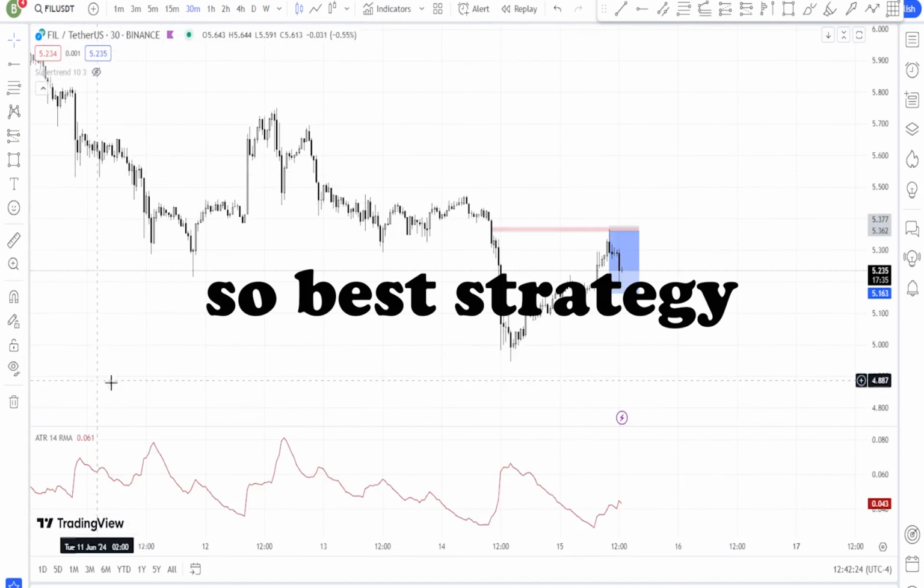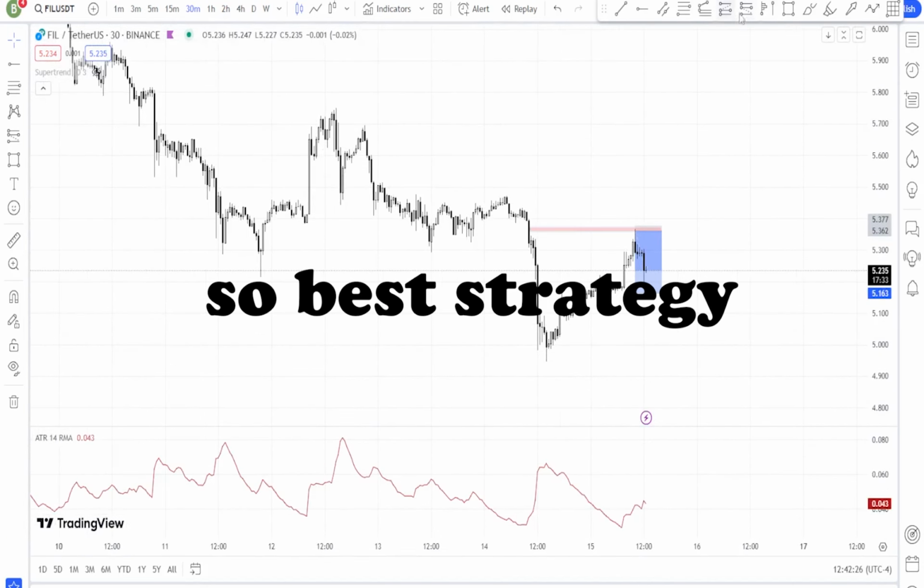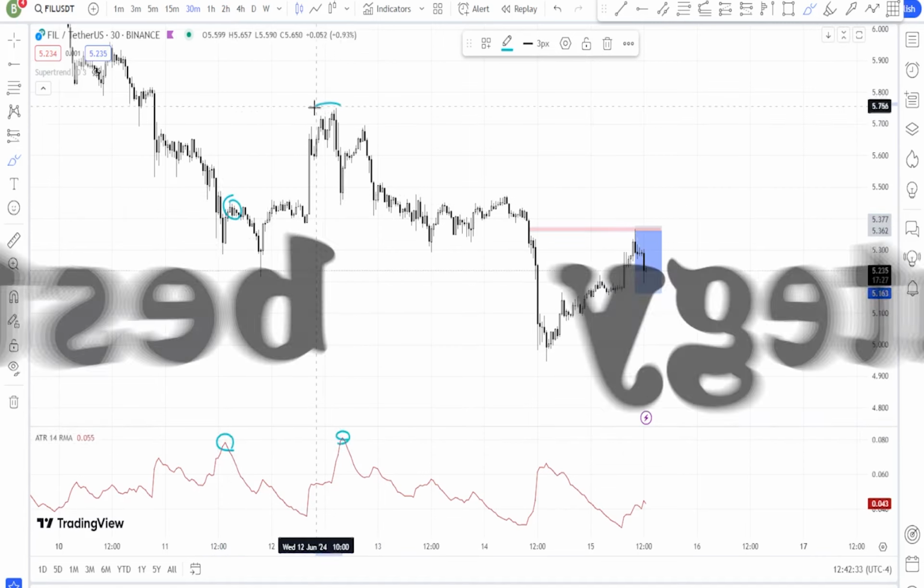It means that you should only have this strategy. It means that you don't need any other strategy. Just use this one. You won't need any strategy anymore. What is the ATR indicator?